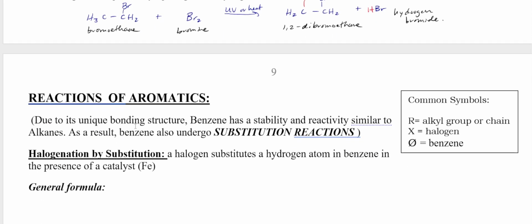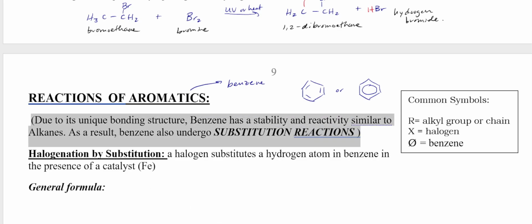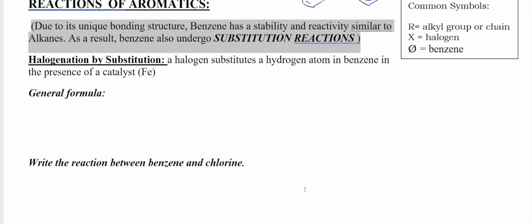Okay, moving right along. Aromatics, remember aromatics means that we're dealing with benzene, and benzene is that very stable carbon ring with alternating double bonds, or we can show it like this to show that there is a pathway of delocalized electrons within the molecule. So due to its unique bonding structure, benzene has a stability and reactivity similar to alkanes. As a result, benzene also undergoes substitution reactions. So benzene is going to substitute, it's not going to be an addition reaction. Okay, so because it is so unreactive.